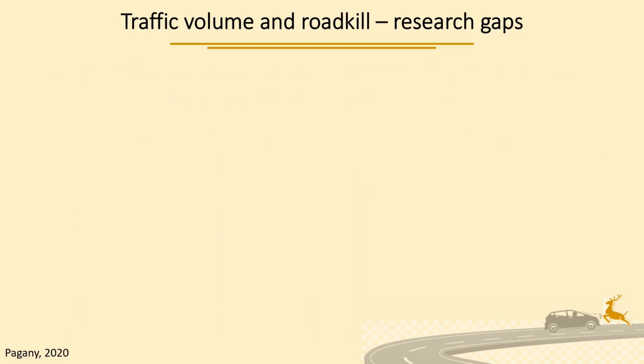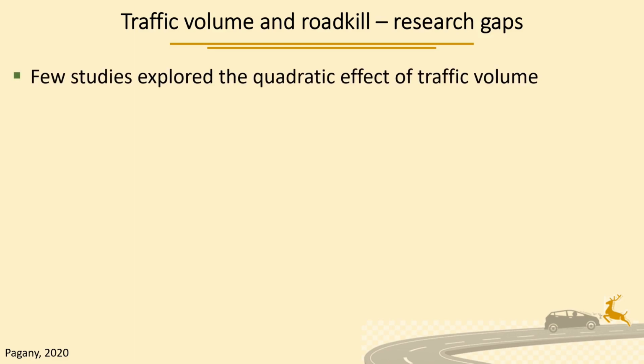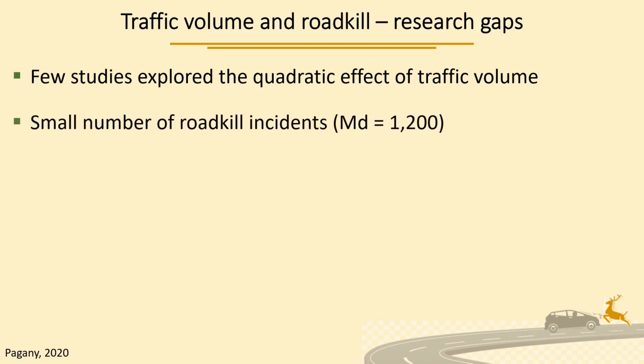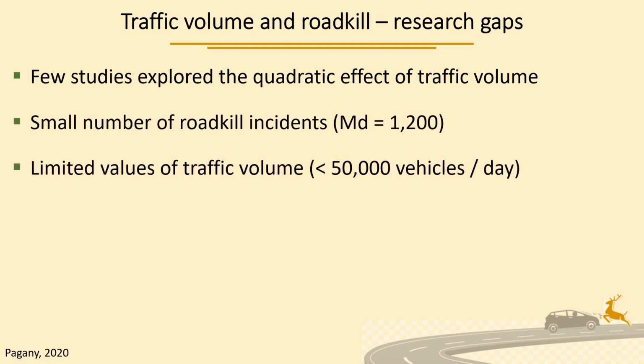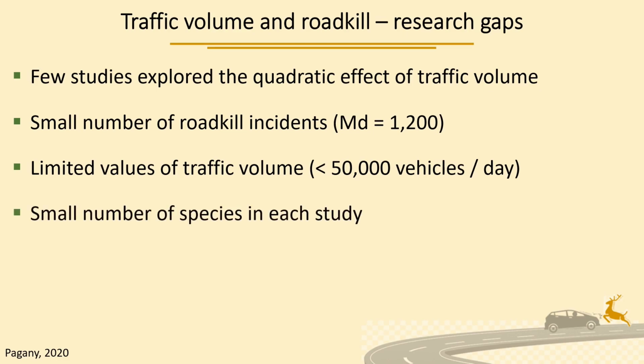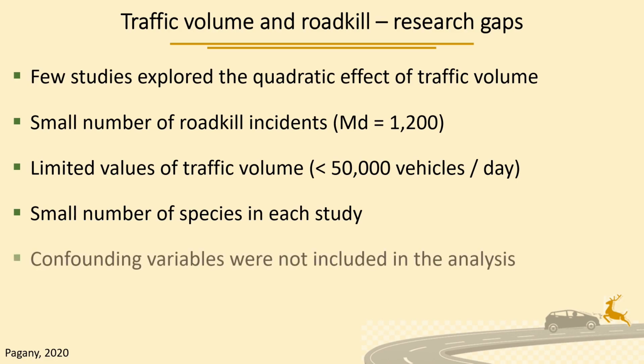This theorized unimodal effect, which is a quadratic effect, was not studied extensively, and so a research gap exists regarding this theory. Only few studies explore the quadratic effects of traffic volume on roadkill probability. Most studies had a small number of roadkill incidents, limited traffic volumes, and small numbers of species were studied, usually only one species per study. Also, many confounding variables were not included in statistical analysis.